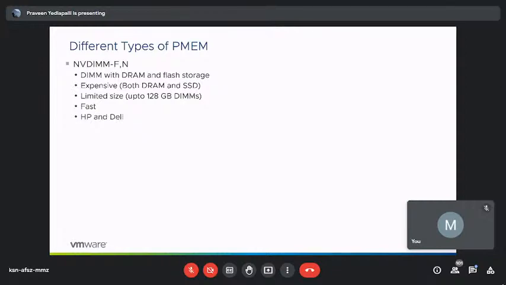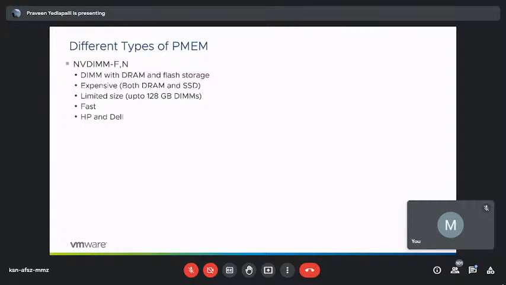The solution is expensive because on the single DIMM, there is this DRAM portion and there is a storage portion. And it's a little complicated with all the algorithm and extra processing on the chip. The other problem with this NVDIMM-F is limited size. You can get only up to 128 GB DIMMs. But the good thing about this NVDIMM-F is it's very fast, just like DRAM. It's the same speed as DRAM because it's actually DRAM on the chip. Both HP and Dell are selling this kind of NVDIMMs.